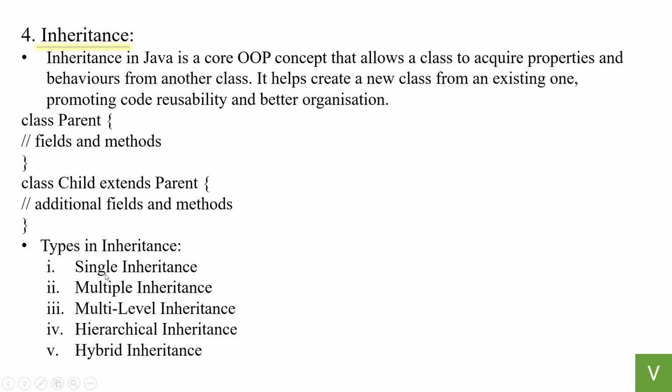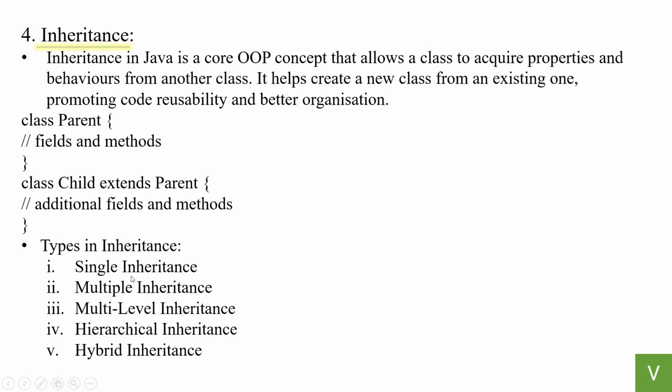So what is single inheritance? In single inheritance, only one child class is derived from the parent class. So this is the best example for single inheritance. Now what is multiple inheritance? In multiple inheritance, we have different parent classes. Consider parent 1, parent 2, parent 3, and so on. From all of these, only a single child class can be derived. So this is known as multiple inheritance.